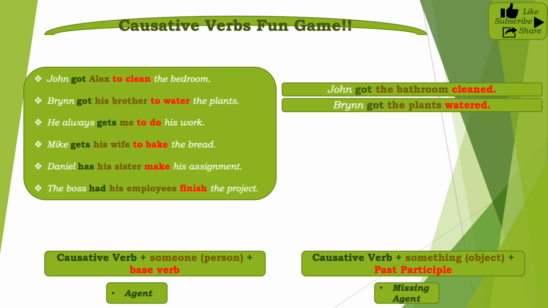Number 2, Bryn got the plants watered. Have you seen the agents are missing? In sentence number 1, Alex, the agent, is missing. In sentence number 2, his brother, that agent, is missing. Let's have a look at the third sentence. He always gets his work done. According to structure number 2, the agent, me, is missing.